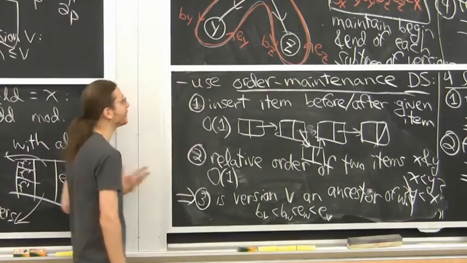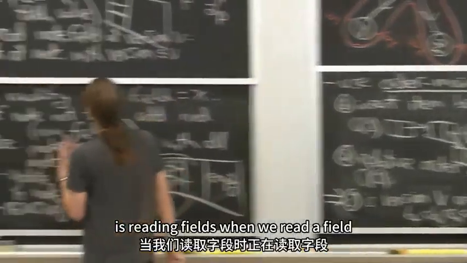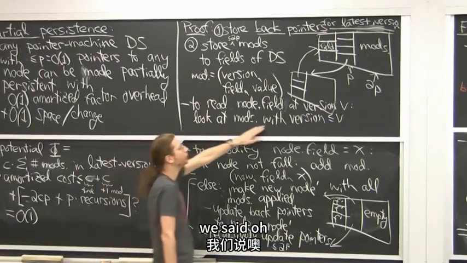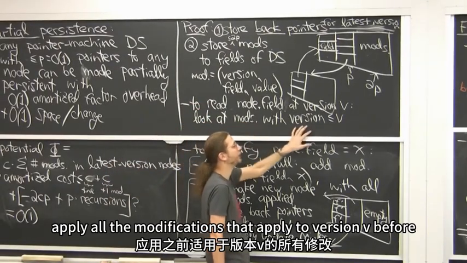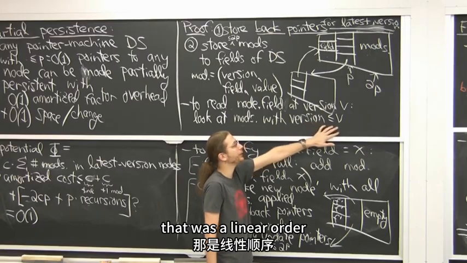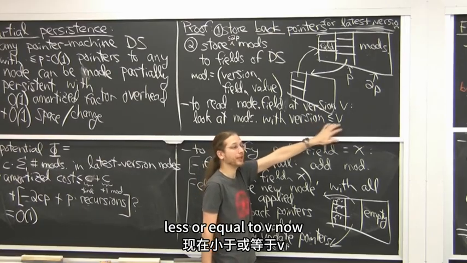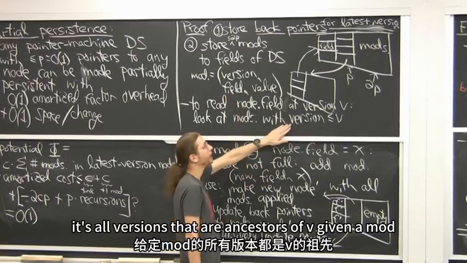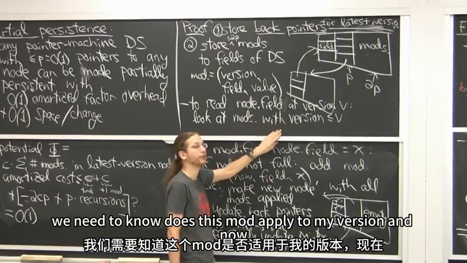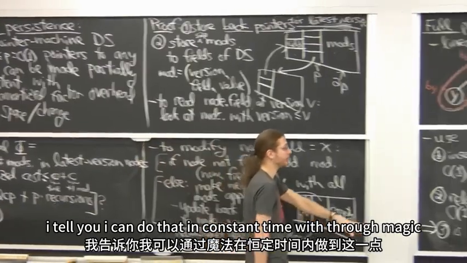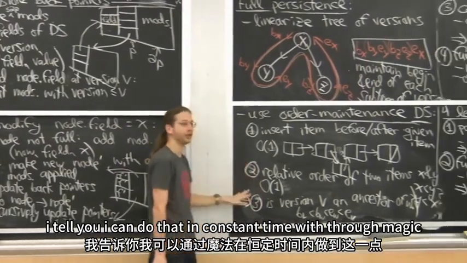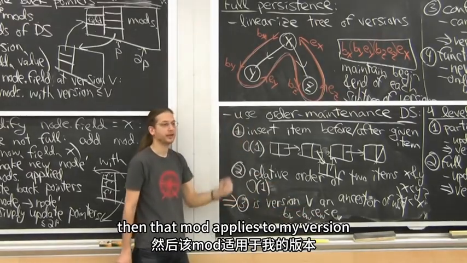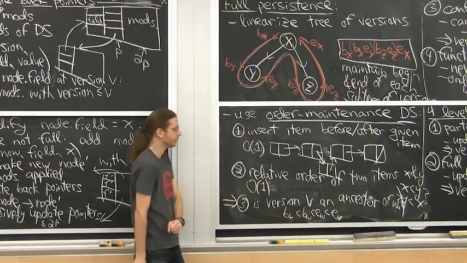what this tells us, right? What we care about here is reading fields. When we read a field, we said, oh, we'll apply all the modifications that apply to version V. Before, that was a linear order, so it's just all versions less than or equal to V. Now, it's all versions that are ancestors of V. Given a mod, we need to know, does this mod apply to my version? And now I tell you I can do that in constant time through magic. I just test these order relations. If they hold, then that mod applies to my version.